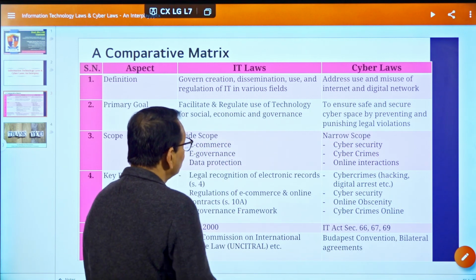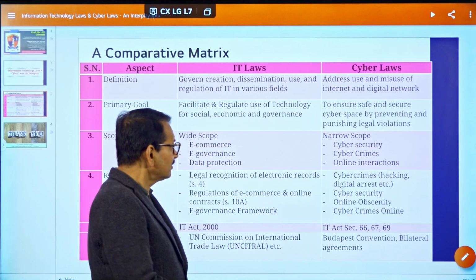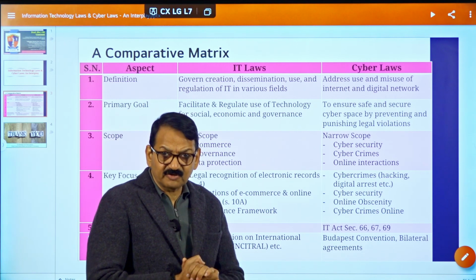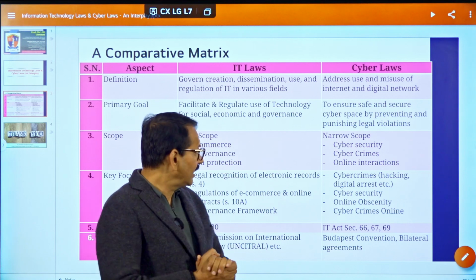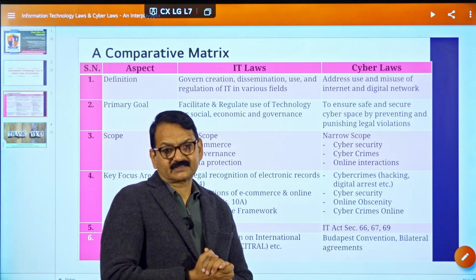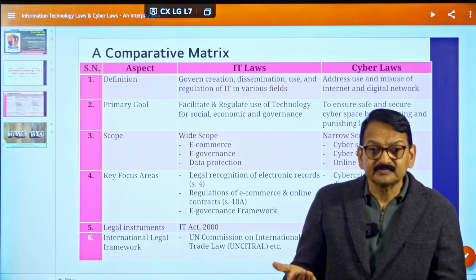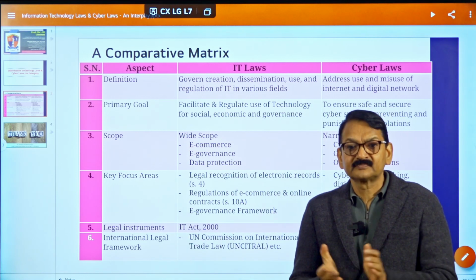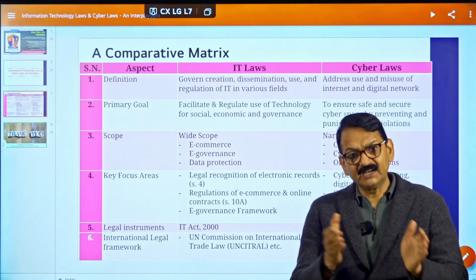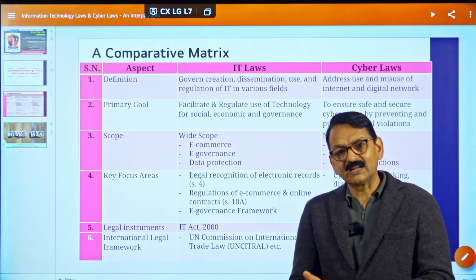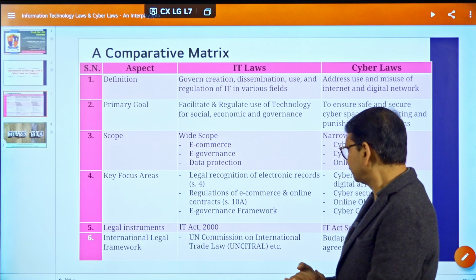As far as scope of cyber laws is concerned, as I mentioned, it has narrow scope. It deals with cyber security, cyber crime and online interactions. Online interactions means how you should behave on cyberspace when you are interacting with people. Otherwise, in case you violate, then it amounts to cyber crime.